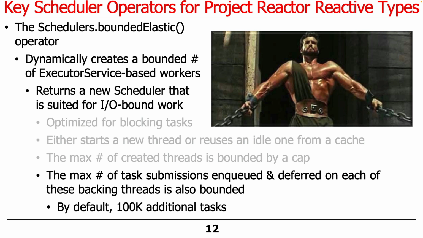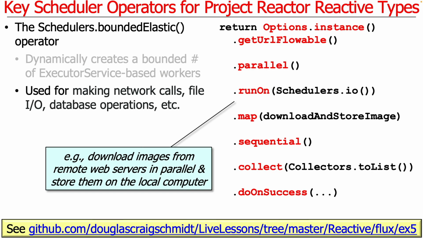And there's also a bound on the number of submissions that are queued and deferred on each of these backing threads, which is by default 100,000 tasks. So if you go beyond that, then it'll stop. But if you have a lot of threads and a lot of queuing and you're still filling up, you have a bigger problem. You have a flow control problem at that point.